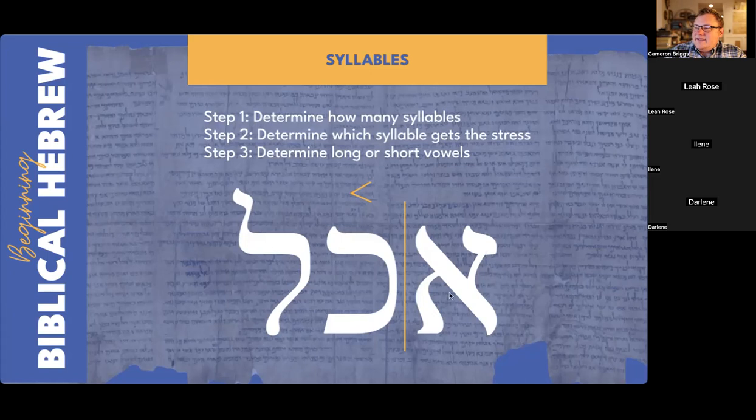So is the first syllable open or closed? It's an open syllable, and so it's going to receive the kamatz. And then chal is a consonant, vowel, consonant. So it's going to be a closed syllable, and that one's going to receive the patach. Ahal. Does that make sense? We'll get some practice with it here in a second.